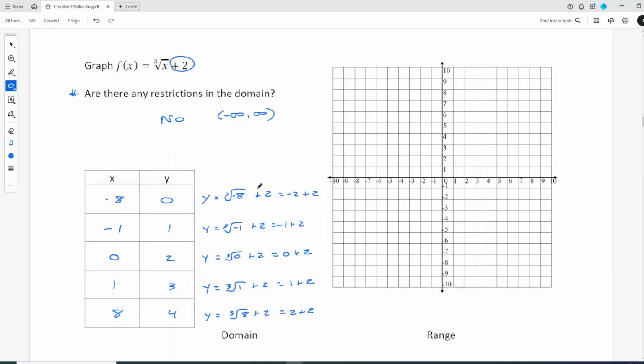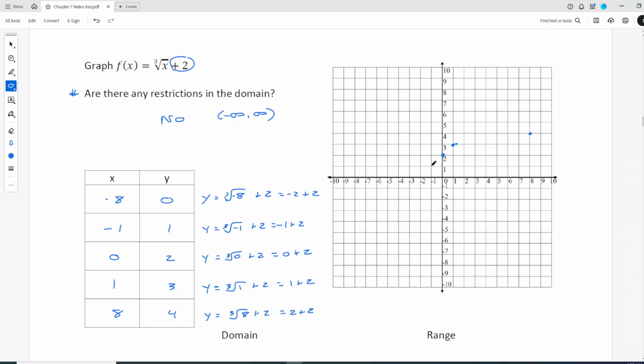In fact, if I was going to graph this, I don't even do the table of values. I'm like, okay, so instead of starting at 0, 0, this graph's going to start at 0, 2. Then I'm going to go over 1, up 1, over 8, up 2, right? Does that match my points? Well, I've got a point at 8, 4, I've got a point at 1, 3, and I've got a point at 0, 2. Sweet. Then I'm going to go the other way.